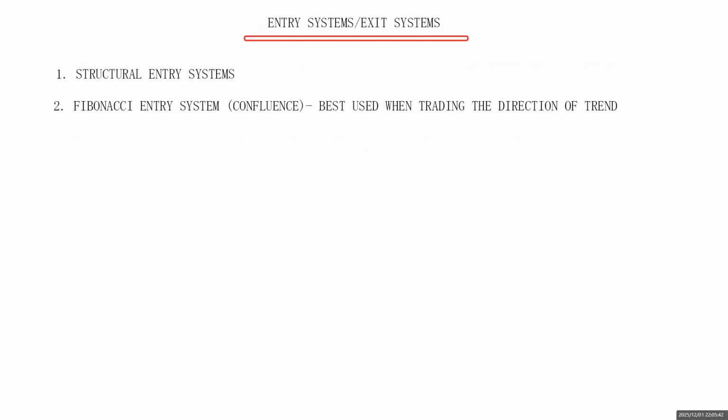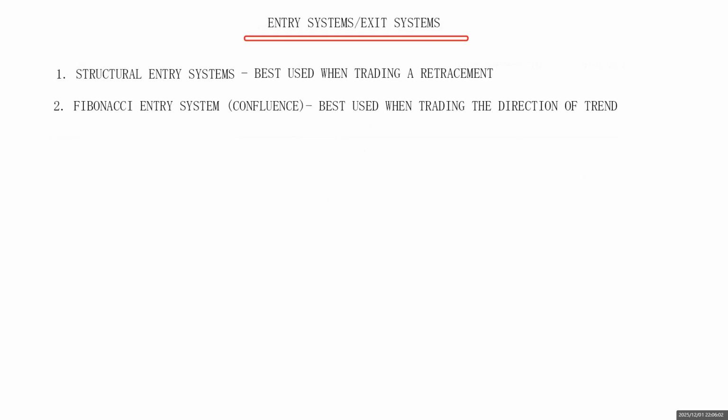What about the structural entry system? It is best used when trading a retracement. So this is how you can use either or.